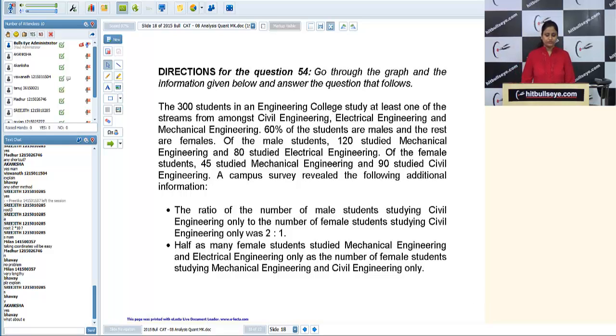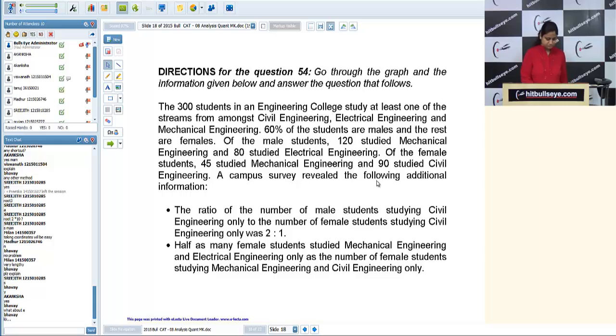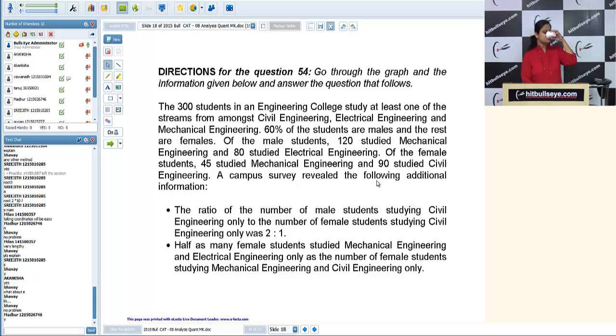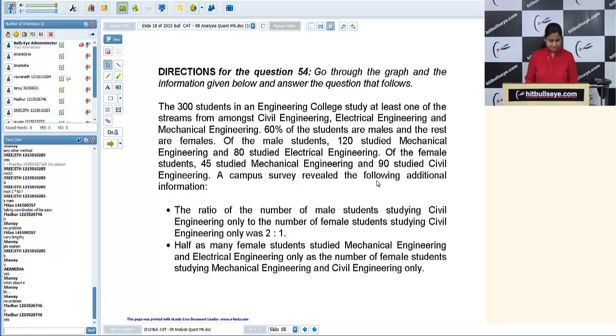Now coming to the 54th sum, a good question on Venn diagrams. Two Venn diagrams were there. Any problem in this question? Yes, any other guy? Any other problem in this question? Please write explain. I don't get yes or no. Madhur, should I explain this? Again, please write explain. So let us see.